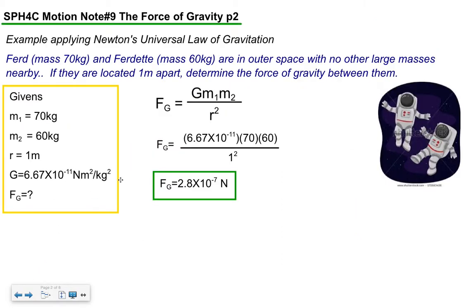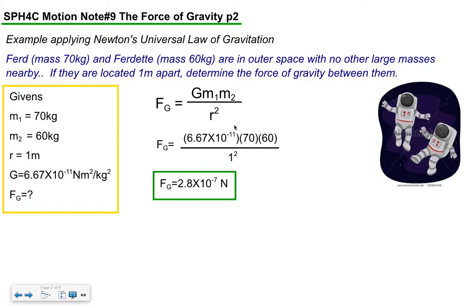Okay, so let's use that equation. You can see that happening here. So Ferd and Ferdette are out in outer space, and this is the only time that we would experience gravity in this way, if you're not near anything like the Earth. So say they're in space and they're located a meter apart. Determine the force of gravity between them.